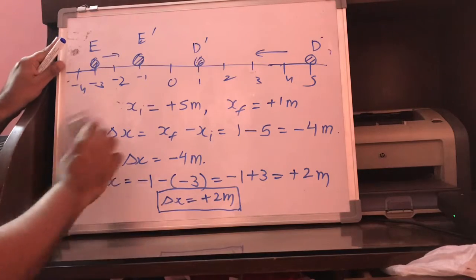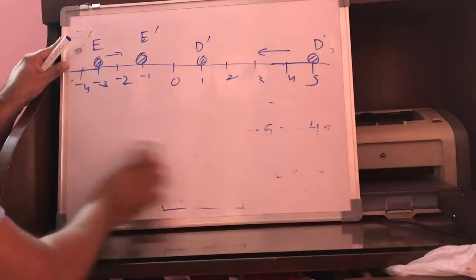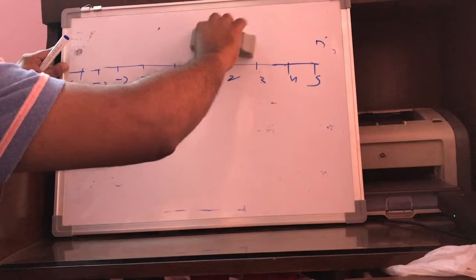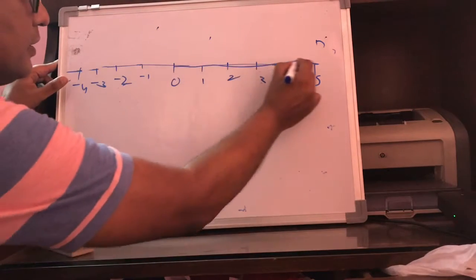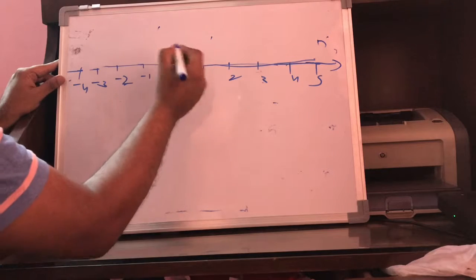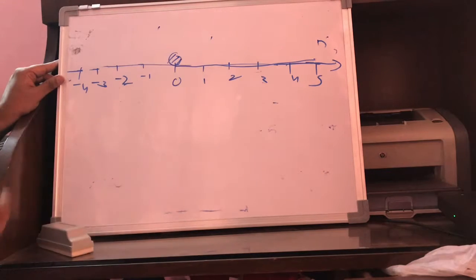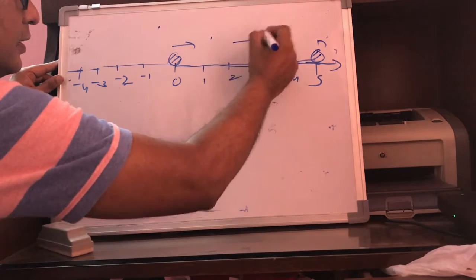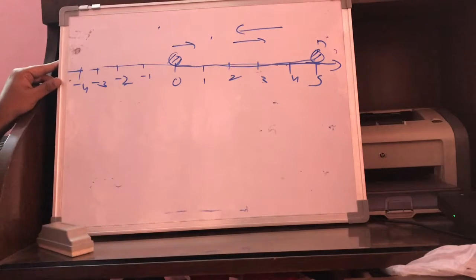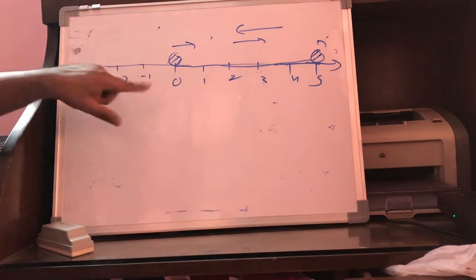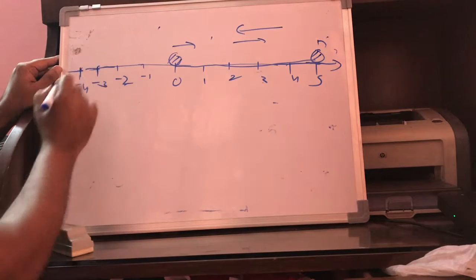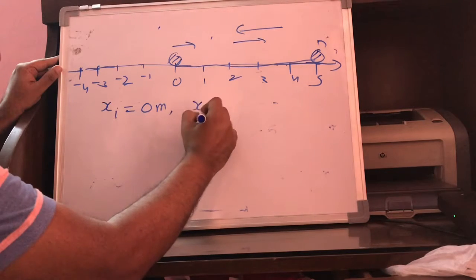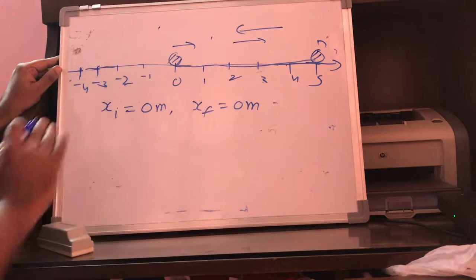Now we consider a third situation. Now suppose that there is a situation that this is our number line and the ball is present at x is equal to 0. It goes from 0 to 5 and then comes back from 5 to 0. Ball goes from 0 to 5 and then comes back from 5 to 0. So in that situation, what is the initial position of the ball? 0 meter. What is the final position of the ball? 0 meter, because it has finally returned to 0.